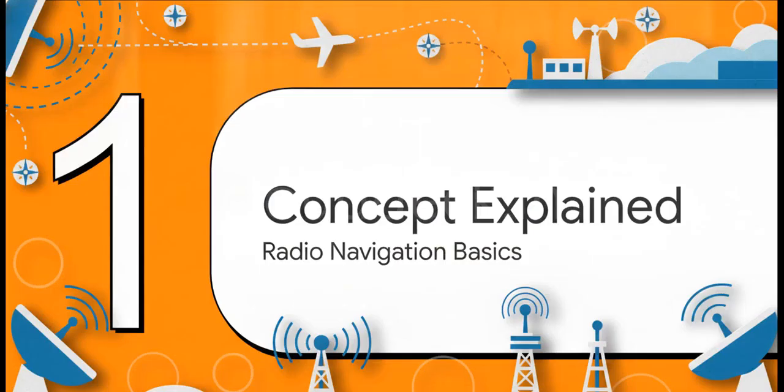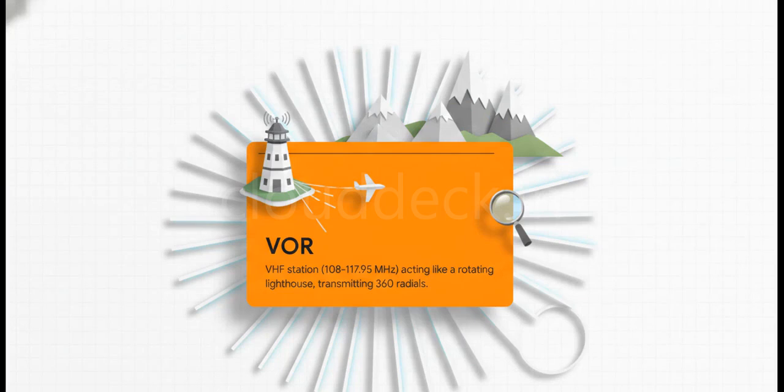Section 1. Concept explained. Let's strip away all that textbook jargon and build your understanding from the ground up, starting with how these aids actually work in the real world. First up is the VOR, or VHF omnidirectional range. Operating in the VHF band between 108 and 117.95 MHz, the VOR is literally the workhorse of en route navigation.